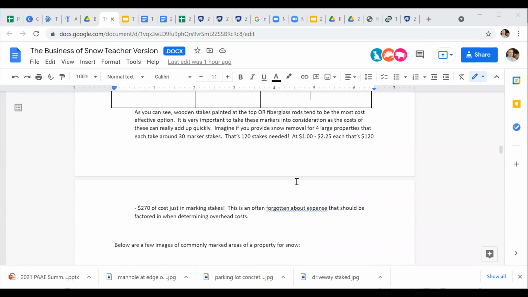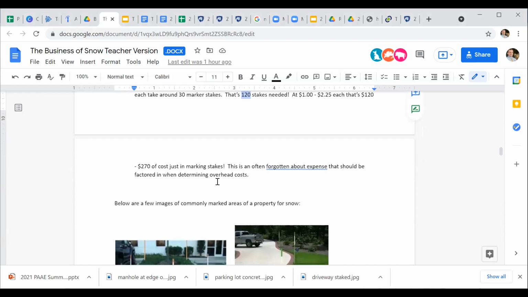And again, I bring this up because depending on which stakes you go with, if you need a total of 120, it's going to be anywhere from $1 to $2.25 each. That's $120 to $270 in just stakes to stake out the property. Can't forget about that.